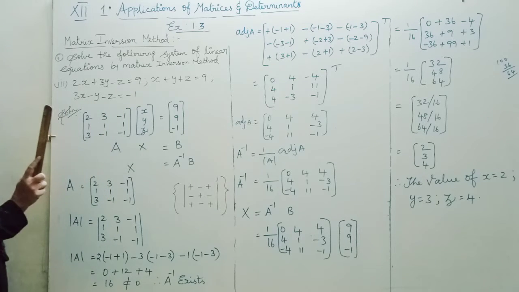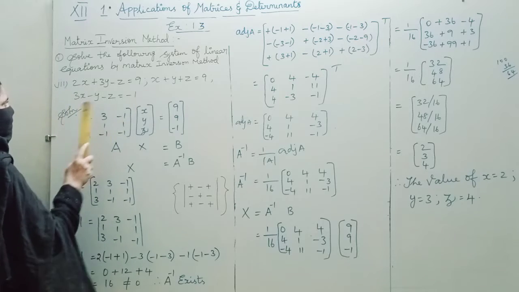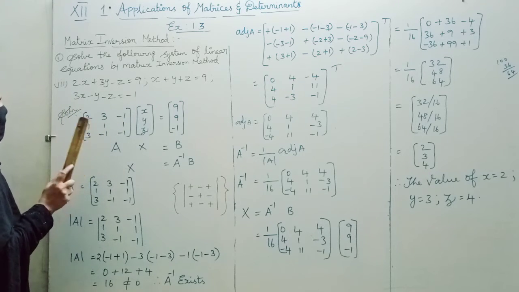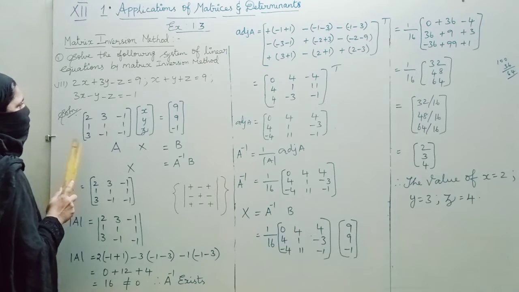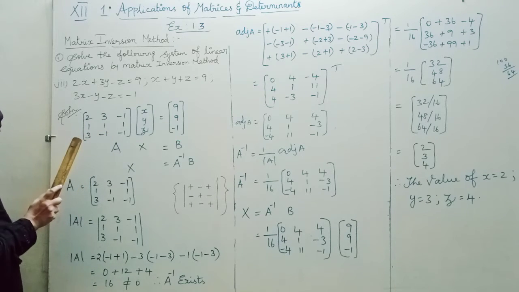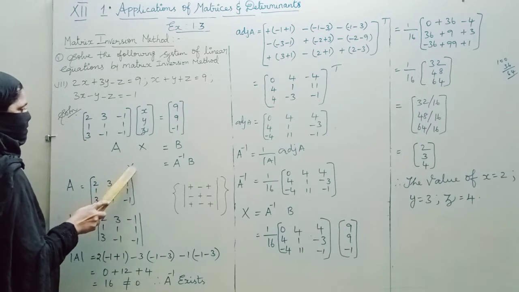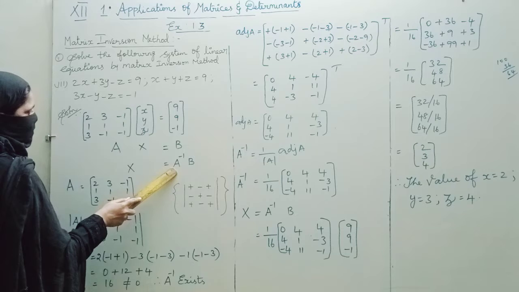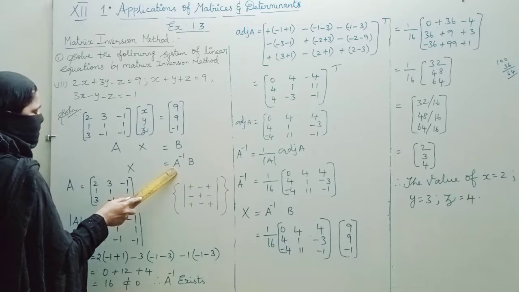Same procedure only. First you write the equations they have given in the matrix form, and then you want to find out x equal to a inverse b. That is the formula. There is no change at all. X equal to a inverse b. Next you want to find out the a inverse. You know the formula to find out the a inverse: 1 by determinant a into adjoint a.